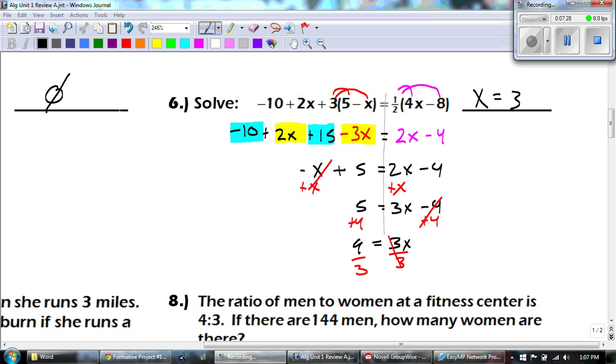Okay, so you should have gotten x equals 3. Once you combine like terms, you got -x plus 5 equals 2x minus 4. I added the x to both sides to get 3x, added the 4, and then divide by 3.